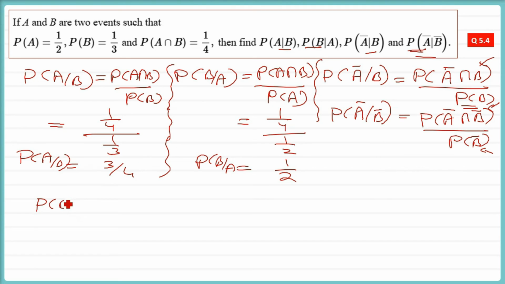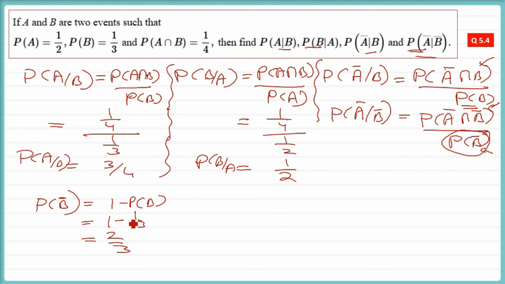First thing, what is P(B naught)? P(B naught) is simply 1 minus P(B). Anything which is the complement has the value which is subtracted from 1, which is the probability scenario. 1 minus P(B) is P(B naught). So 1 minus 1 by 3 is 2 by 3. P(B naught) is computed now.